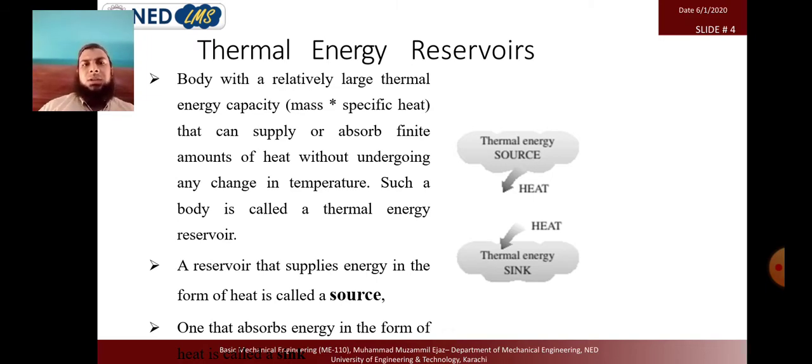So in a thermal energy reservoir, we have two kinds of formation: one is the source and one is the sink. The source is producing energy and giving energy to the system, and the heat sink is absorbing energy from the system. By definition, a reservoir that supplies energy in the form of heat is called a source. One that absorbs energy in the form of heat is called a sink. I will give this definition in PDF format or PowerPoint slides when I share in the classroom. So let's move on.